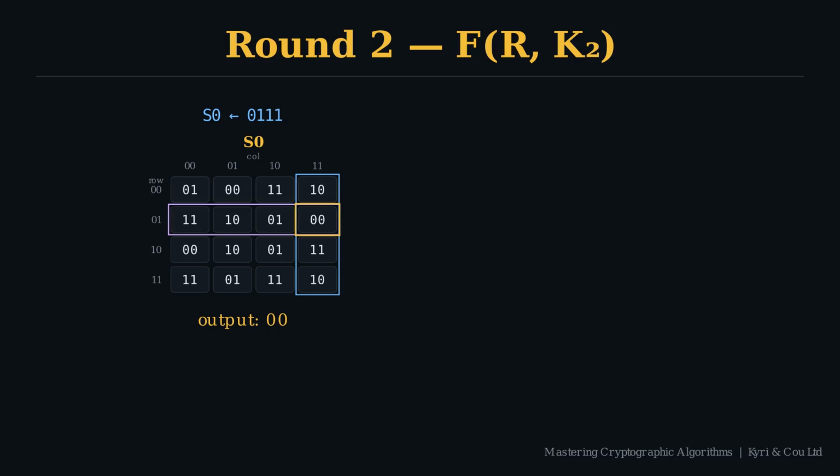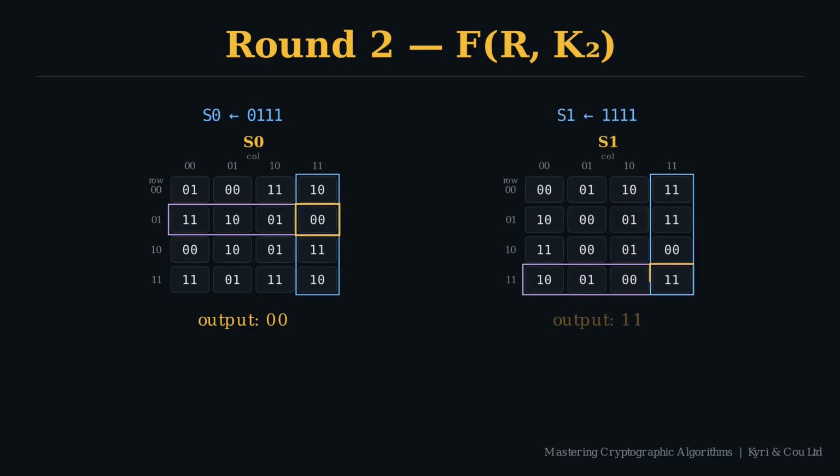S box 0 receives 0111. The outer bits put us in row 1, the inner bits in column 3, and the output is 00. S box 1 receives 1111. The outer bits put us in row 3, the inner bits in column 3, and the output is 11.